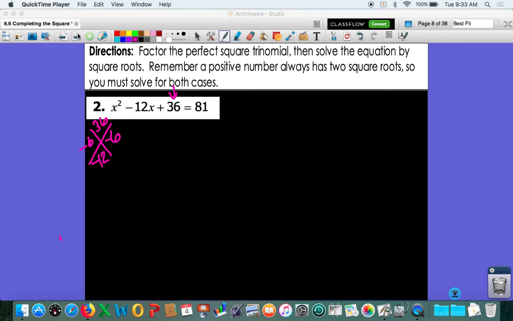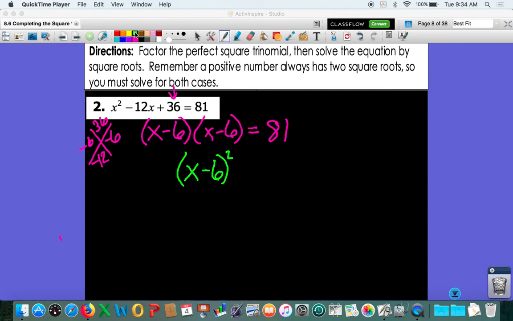In case you haven't noticed by now, the sides of your x with perfect square trinomials are going to be the same number. Okay? So I can rewrite this as x minus 6, x minus 6, and it's going to equal 81. That's something else that makes this lesson different. It does not have to equal 0. Well, I can simplify this and write x minus 6 squared, and it equals 81. Okay?